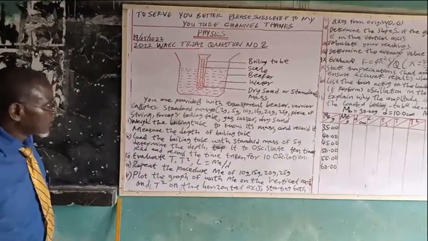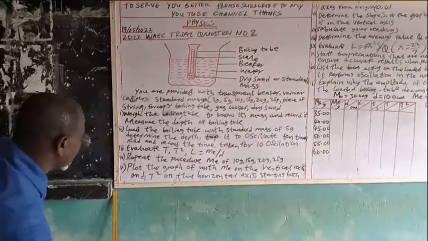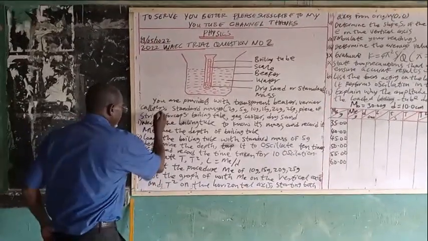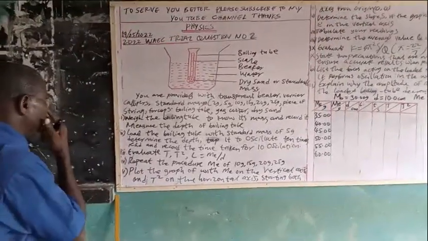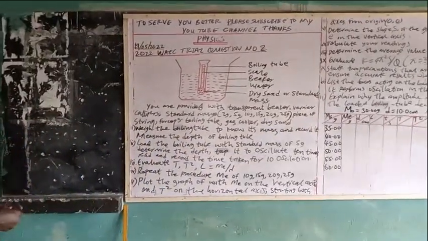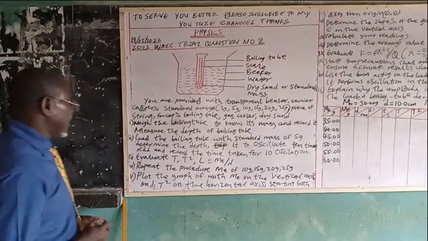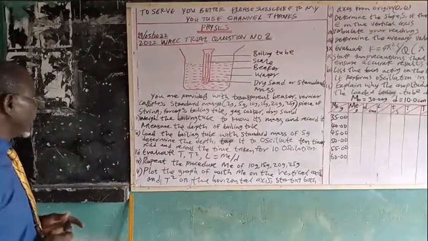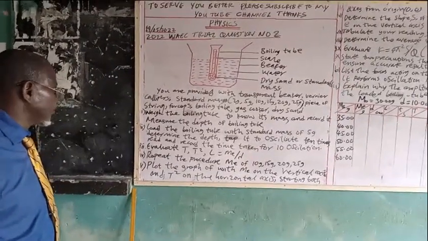You are provided with a transparent beaker, vernier calipers, standard masses: 2 gram, 5 gram, 10 gram, 15 gram, 20 gram, 25 gram. Pieces of string, forceps, boiling tube, gas cooker, dry sand. Weigh the boiling tube to know its mass and record it. Measure the depth of the boiling tube.